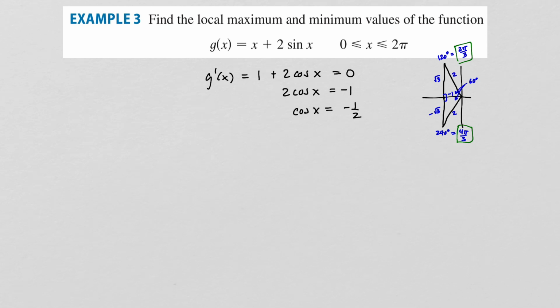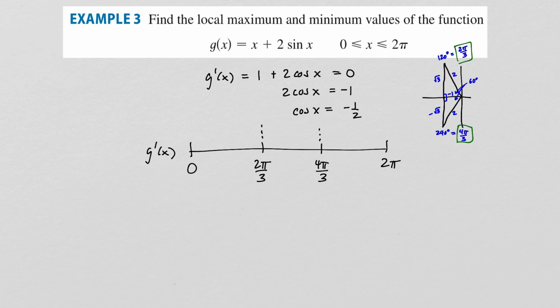So now I'm going to draw a number line, and this time it's going to be a finite number line because we only care about values of x between 0 and 2 pi. 2 pi over 3 is a value, let's say, here, and 4 pi over 3 is a value here. And then we need to test to see if our derivative, g prime of x, is positive or negative on each one of these intervals.